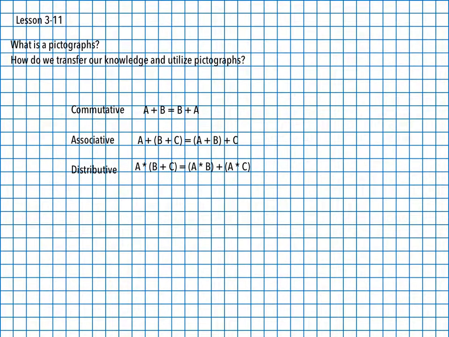Alright, the first video is pretty quick. The second video is going to take a little bit longer, and we're really going to start looking at a pictograph. First is defining what a pictograph is, and then we're going to start utilizing it and seeing how it can help us represent information.